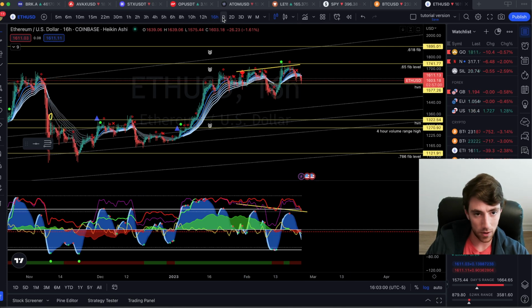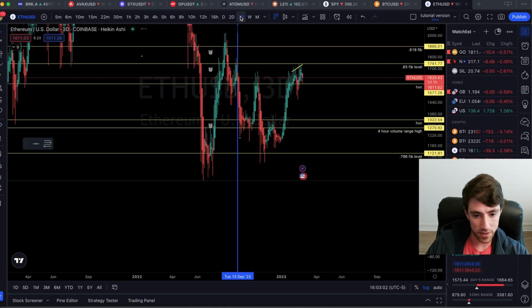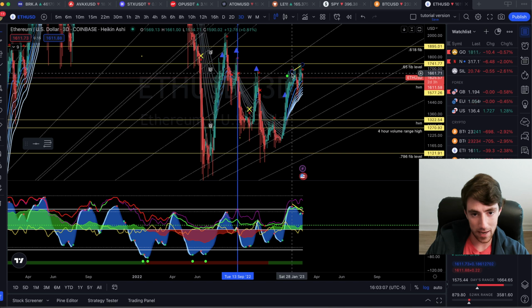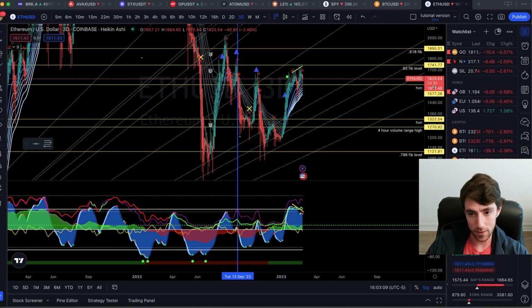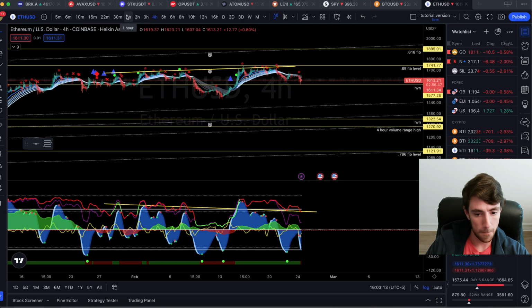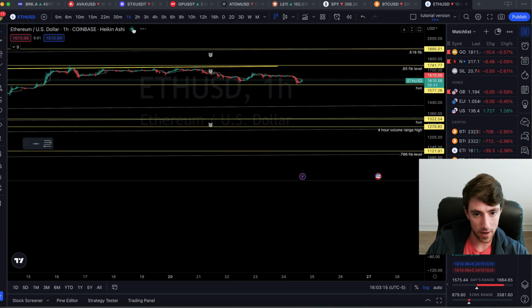We're bouncing off of a high volume node right now. It has all the same bearish things that Bitcoin has. These RSIs are coming down. Bearish div. I would consider this a bearish div here on the 2-day, to confirm on the 3-day. And if we look at some lower time frames here, the 4-hour is coming into the red.